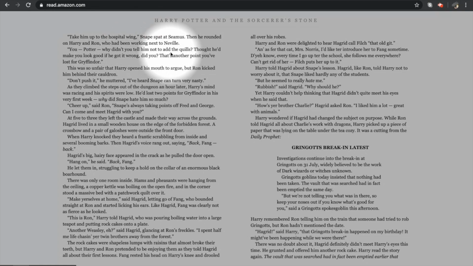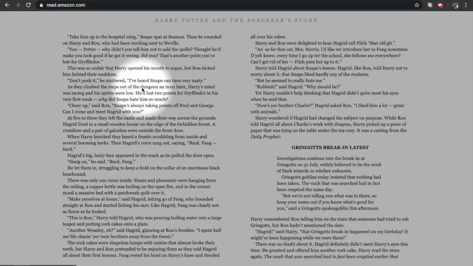Why didn't you tell him not to add the quills? Thought he'd make you look good if he got it wrong, did you? That's another point you've lost for Gryffindor. This was so unfair that Harry opened his mouth to argue, but Ron kicked him behind their cauldron. Don't push it, he muttered. I've heard Snape can turn very nasty.